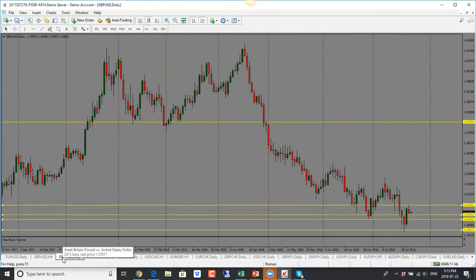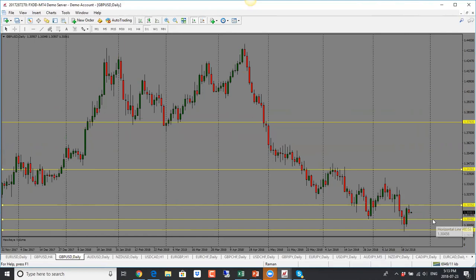Pound dollar here, we have a bearish bias for pound dollar as well. We have a pin bar close, looking for price to drop further. First target would be 1.3050, and then below that, the second target will be 1.300. So bias is to the downside, and I'm looking for price to drop.